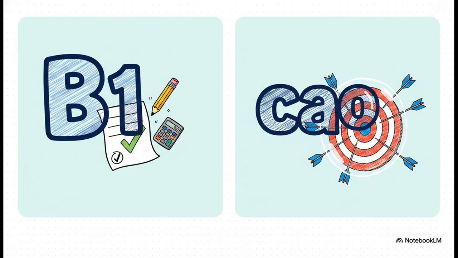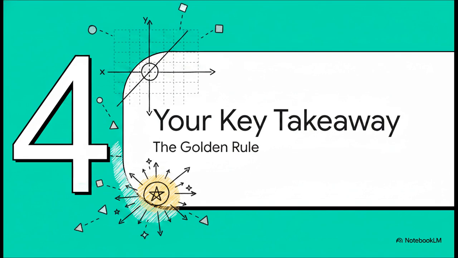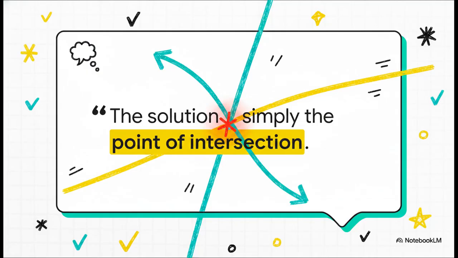That's it, full marks. All right, so let's boil this all down. If you take away just one thing from this whole explainer, please let it be this one golden rule. Here it is. The solution is simply the point of intersection. That's the golden rule. If an exam question gives you the graphs, the answer is always where the lines cross. Just find that spot, read the coordinates, and you've banked those marks. It really is that simple.